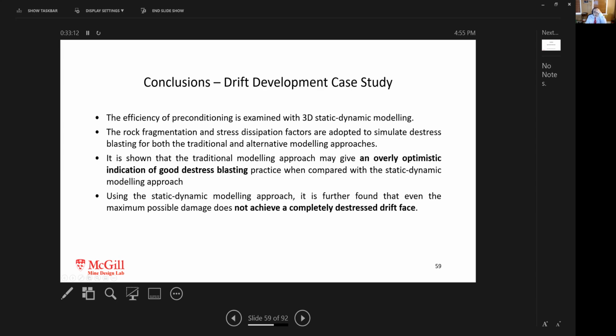And this is why also a lot of Canadian mines are still practicing trial and error on drift development, because we don't have a fixed assured recipe on preconditioning of a drift phase.